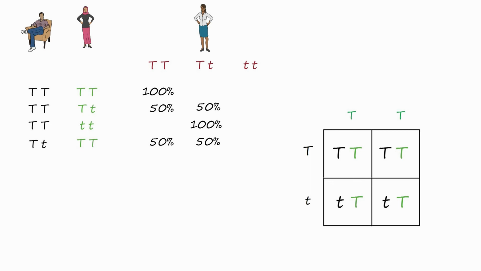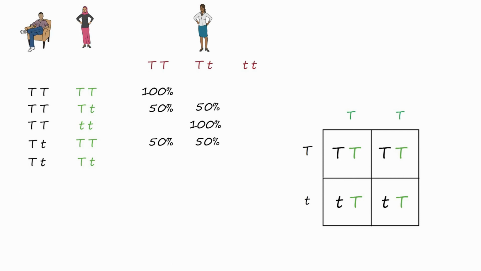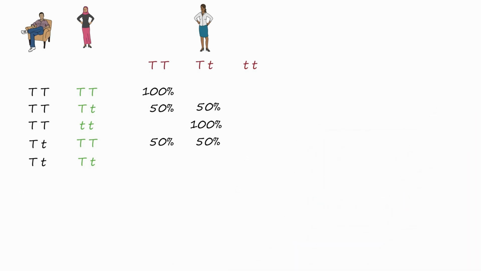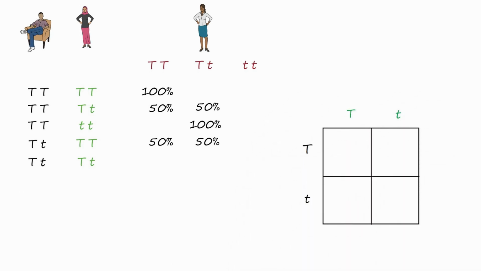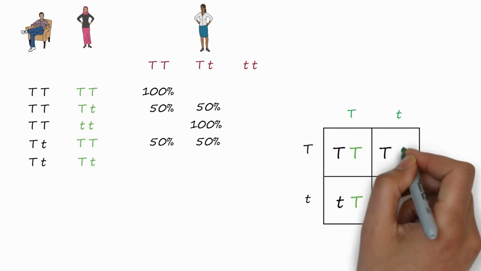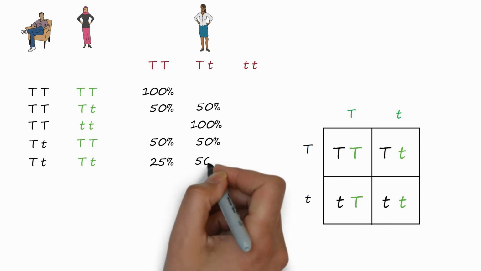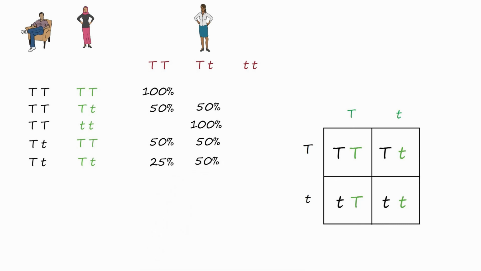Now, what if each parent has a dominant and a recessive gene? Well, we'll make up our table. Here, the child will get 2 dominant genes, a dominant and a recessive, and here the child will get 2 recessive genes. So 25% chance of getting 2 dominant genes, 50% chance of getting 1 of each, and a 25% chance that the recessive trait will show through.